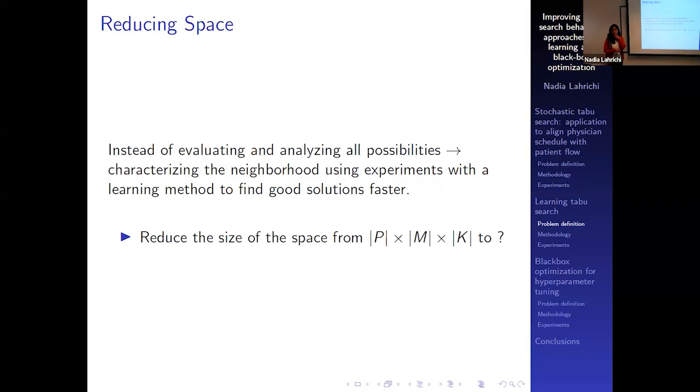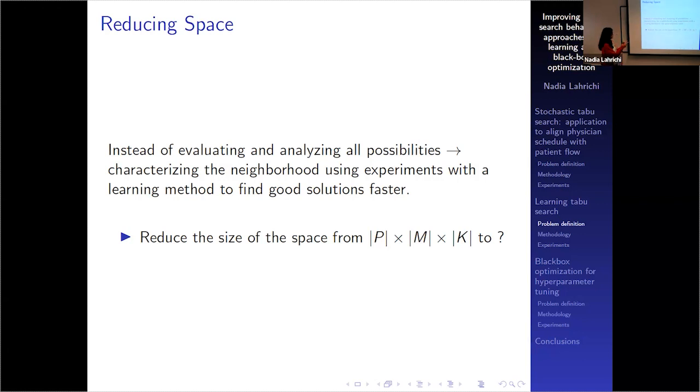The main idea is that you reduce the space. At each iteration, when I'm looking at my neighbors, I'm trying to do something better. So if you look at all possibilities, what does it mean? I have P, M, and K: the tasks, the physicians, and the slots or days. You have to try all the combinations, but this P times M times K is very big.